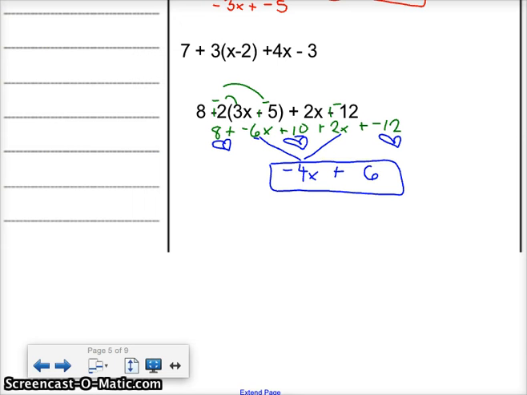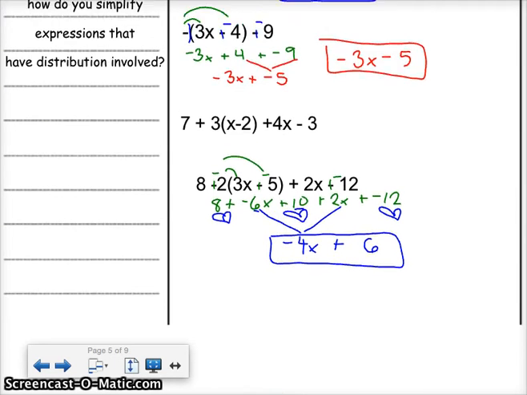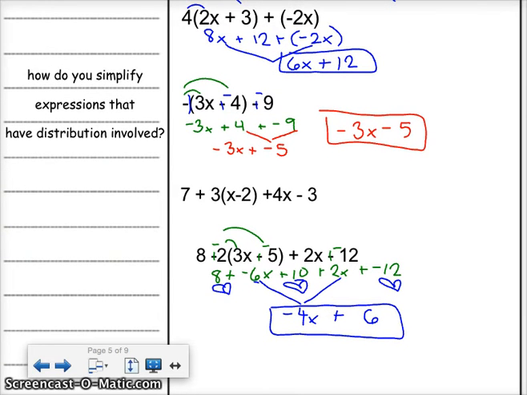So just to summarize, when you have these longer problems that you have to simplify, the first thing that you want to do is distribute and then combine your like terms. So I distributed and then I combined my like terms was my second step.